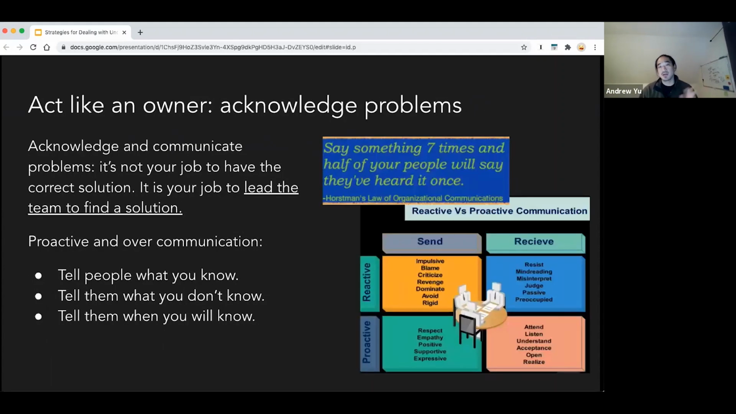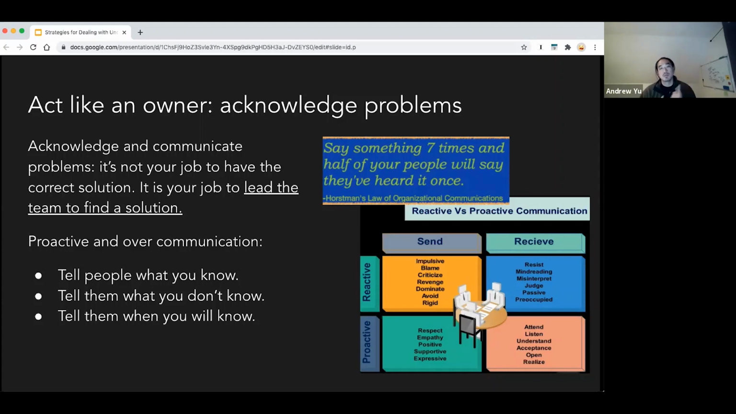And lastly here, always act like an owner. You should aim to proactively and overly communicate whenever you can. It's not your job to have the correct solution. It's just not. As a product manager, you're not supposed to be the person that just finds the best solution. Sometimes that does happen, right? And it's great, but it's your job to lead the team to find a solution together. And the way you do this is you proactively and overly communicate.